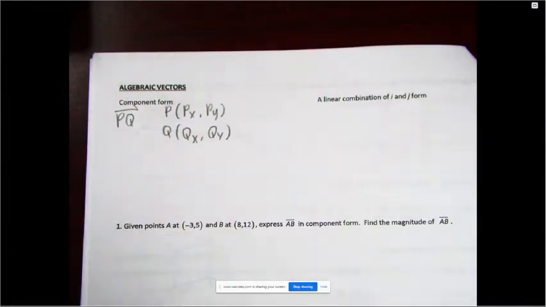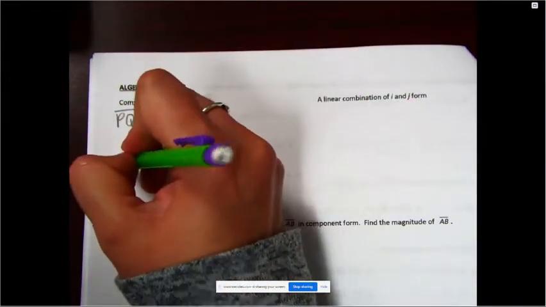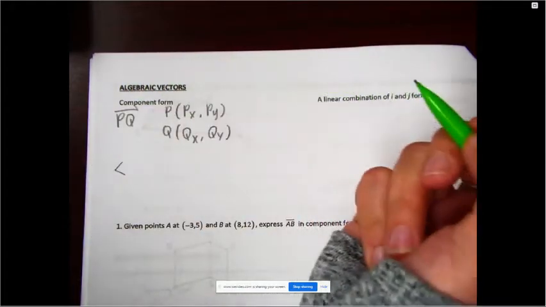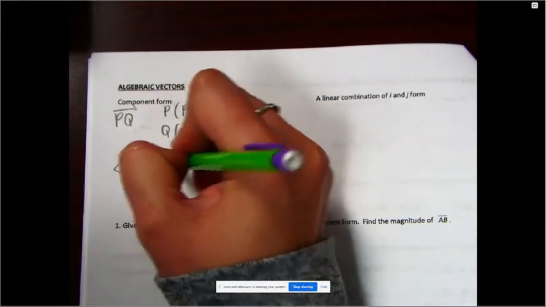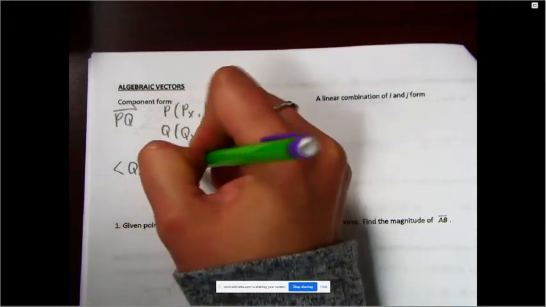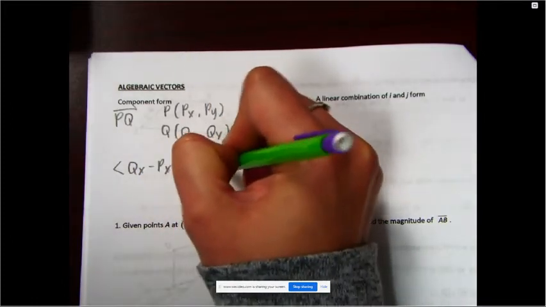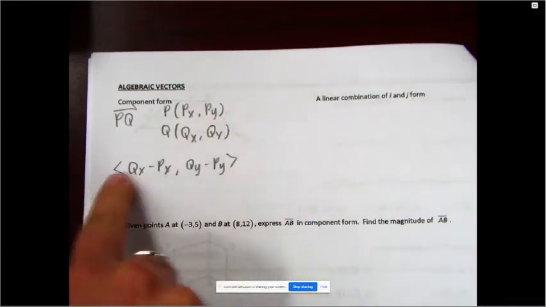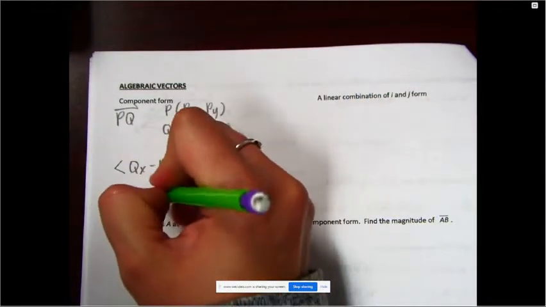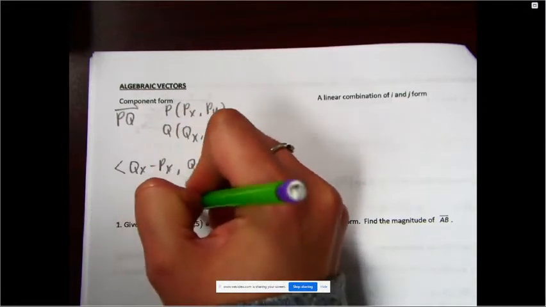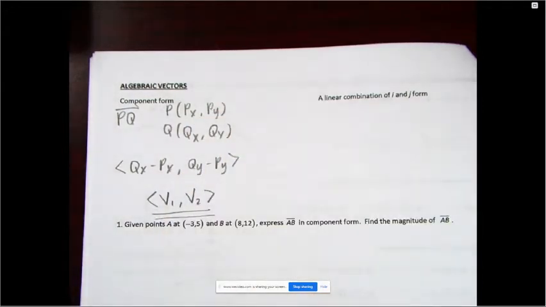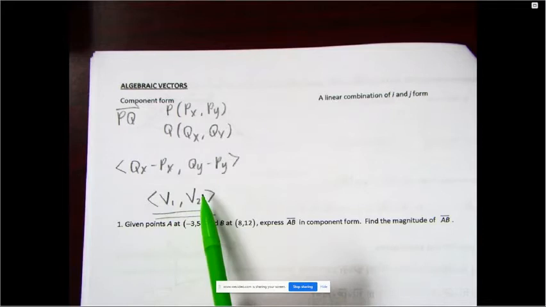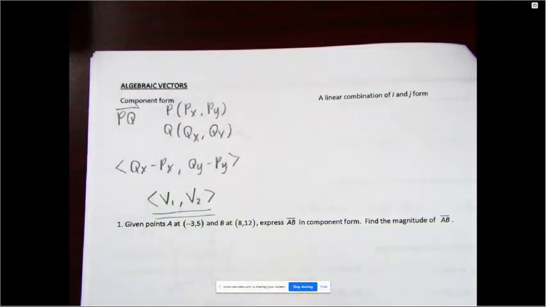So to create the vector from your 2 points, you take your second point minus your first point to find that displacement. So the X value of Q minus the X value of P, and the Y value of Q minus the Y value of P. A vector uses these little arrow brackets. So once you subtract, you'll get some vector X value, some vector Y value. This is component form. Your X displacement, your Y displacement with these arrowed brackets.